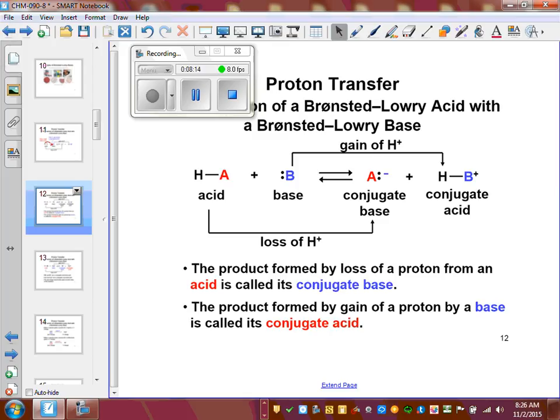So if this is the acid, we call the result the conjugate base. Here, this is the base. The HB+ is the conjugate acid. If you look at the reaction going back from right to left, to go back this way, the HB+ has to donate its proton to the A- to give you HA, so that makes this the acid. This accepts the proton, so this is the base. So the acid becomes the conjugate base, the base becomes the conjugate acid.